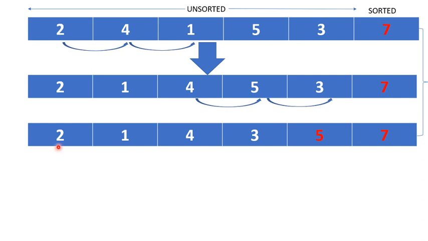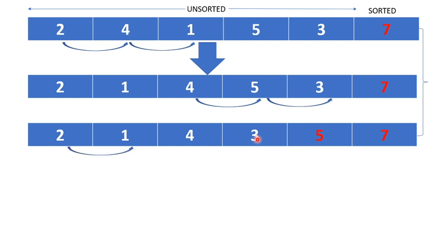Now 2 1 4 3, this is the unsorted part, and 5 and 7 is the sorted part. Again we will not go on 5 and 7 because it is already sorted. If we go there it will only be a waste of time. Okay, now we will only scan 2 1 4 and 3.